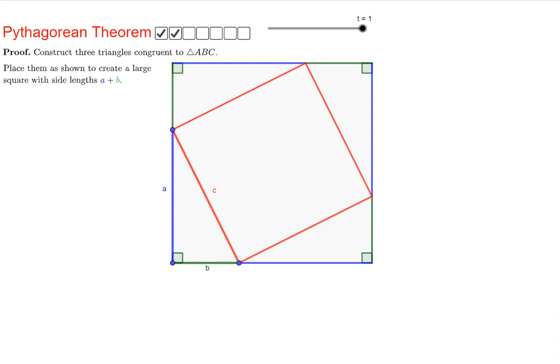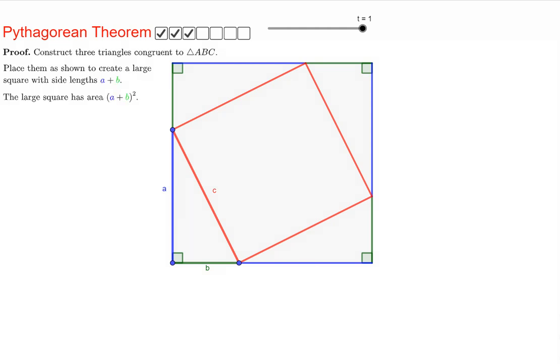And so all the green segments have the same length. They're B. And all of the blue segments have the same length. They're A. And so notice now that we have a square and the side lengths are A plus B. I have the blue A and the green B on every side. And I won't continue this. Well, I guess I will, at least to there. So I have A plus B, that's the side length of my square.